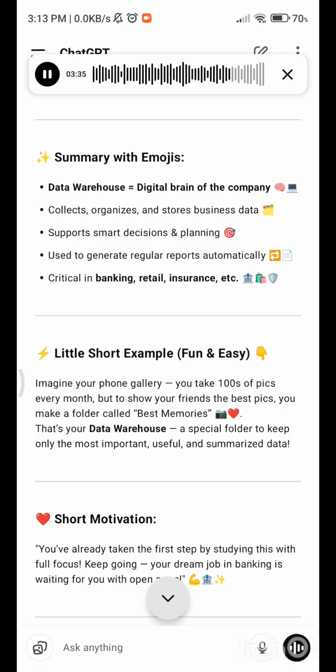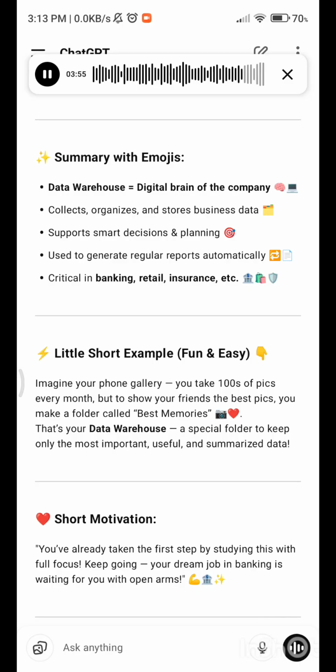Summary with emojis. Data warehouse, digital brain of the company. Collects, organizes, and stores business data. Supports smart decisions and planning, used to generate regular reports automatically. Critical in banking, retail, insurance, etc.